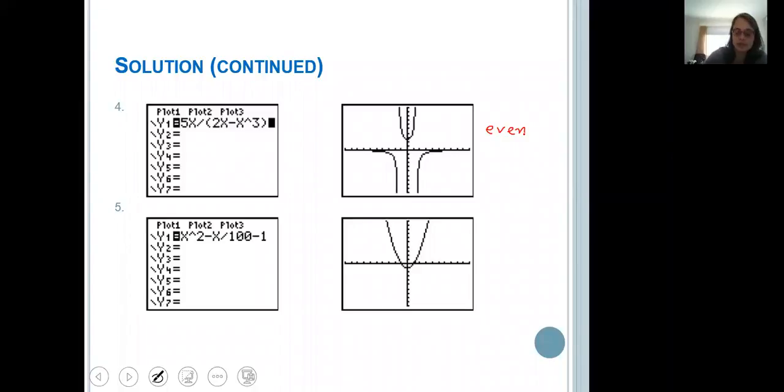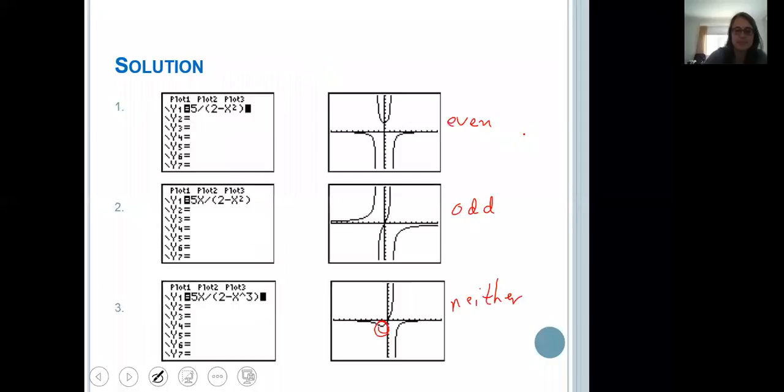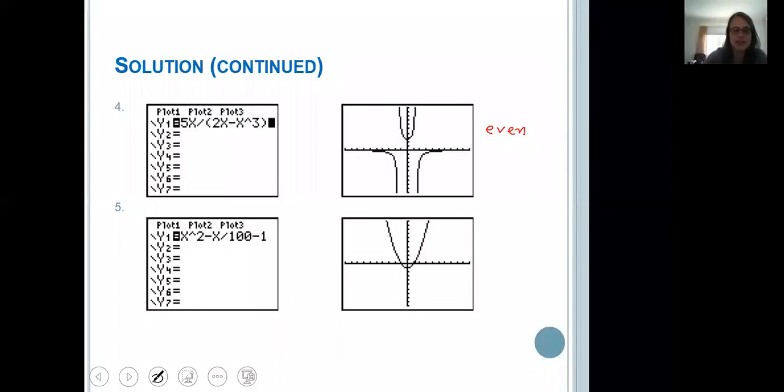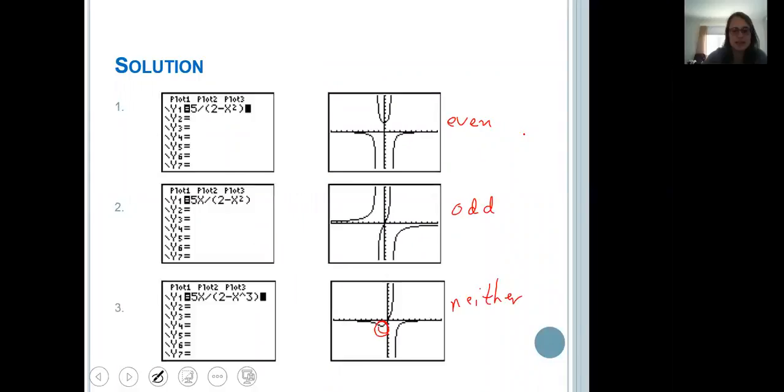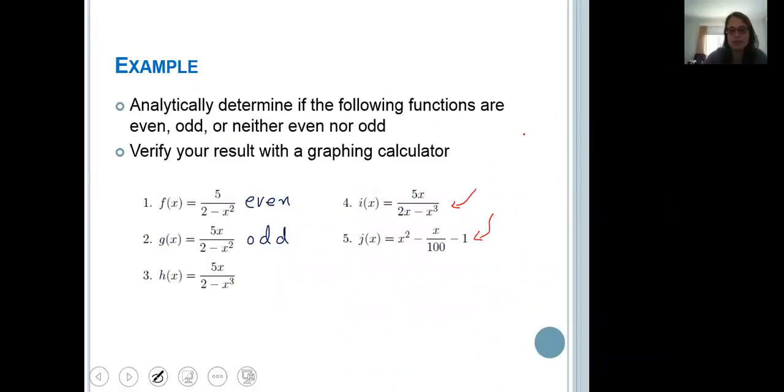Let's check number 5. I'm not sure it's actually even. Let's check that. That is x squared minus x over 100 minus 1. Okay, so this one looks like it might be even, but we're going to check it real quick.